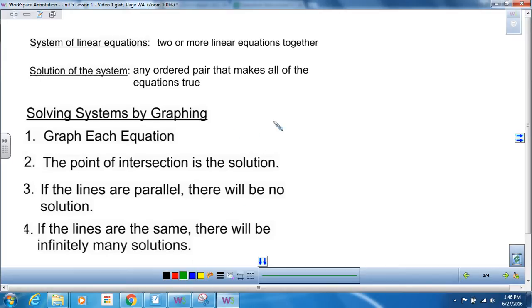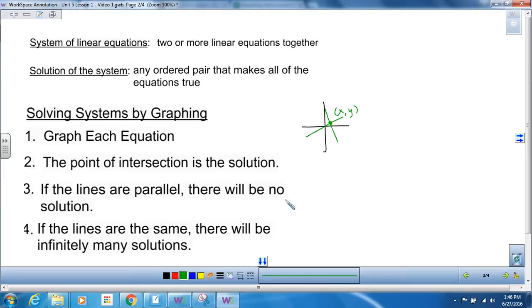If you have your axes here, and then you graph your lines like this. Okay, the solution is the point of intersection. So our solutions will be ordered pairs, an x comma y, where the lines intersect.